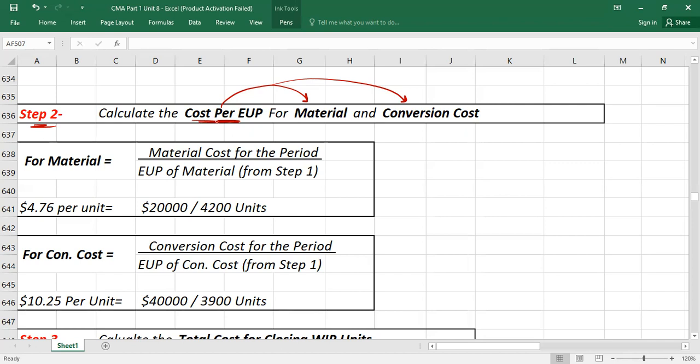Simply what you will do, if I want to calculate cost per EUP for material, I'll take only material cost for the current year only. Under weighted average, we were taking last year also. But in FIFO, we'll take only current year. Divide by EUP of material from step number one. I'm assuming current year cost is how much? 20,000. And EUP of material is how much? 4,200 from step number one. So it will give you how much? 4.76 per unit.